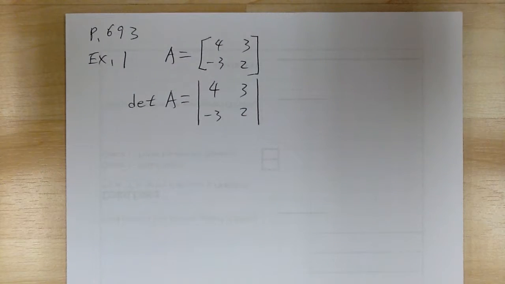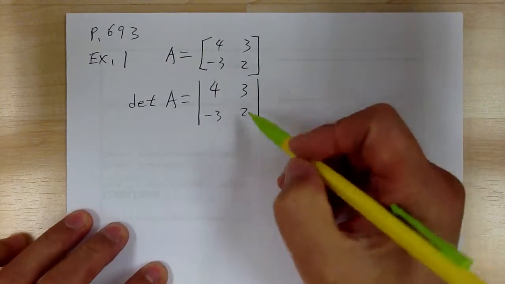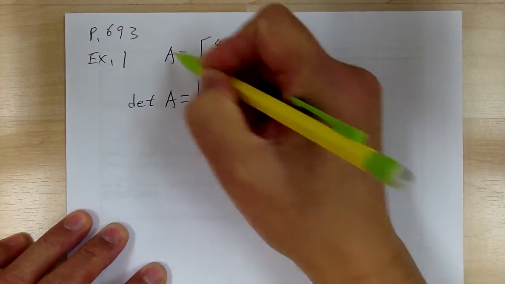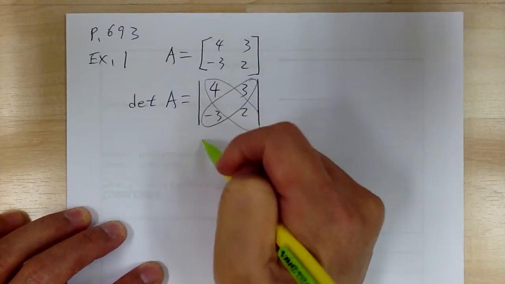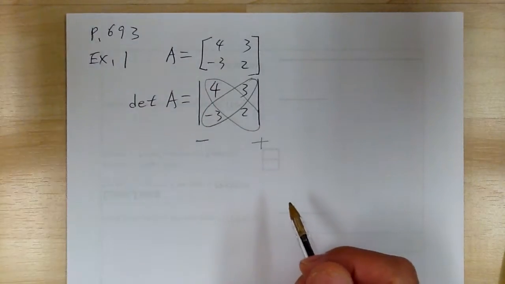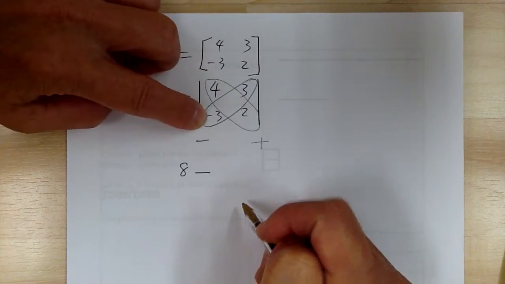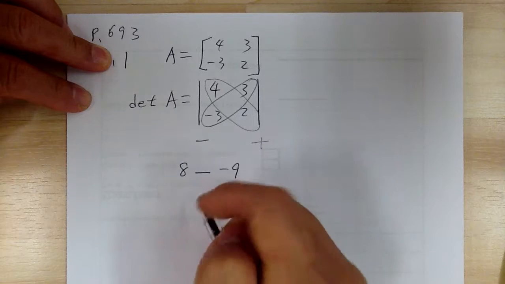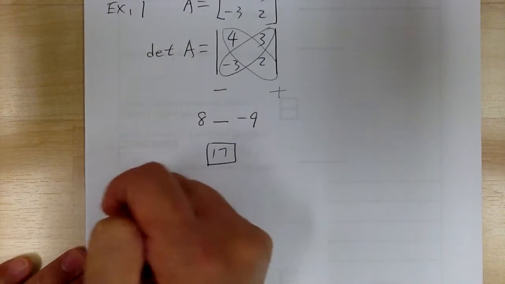The way to do that is you have to go diagonal. You can use pen to write down, and then use pencil to mark this. When you're going from left to right, it's plus. When you're going this way, it's minus. In this case, you multiply: this will give you 8, minus, and you go this way, this will give you negative 9. You multiply, and so the answer will be 17, and that's it. That's how you find the 2 by 2. Now when you go into 3 by 3, let's go to example 2.